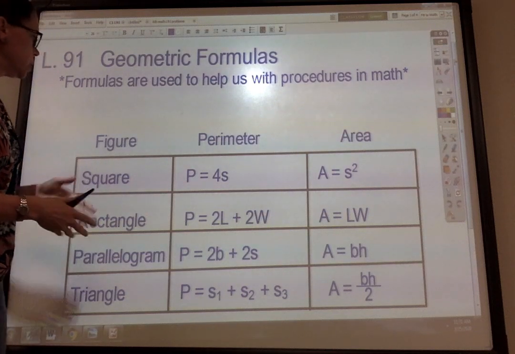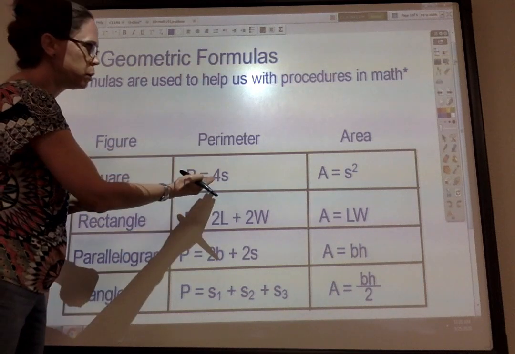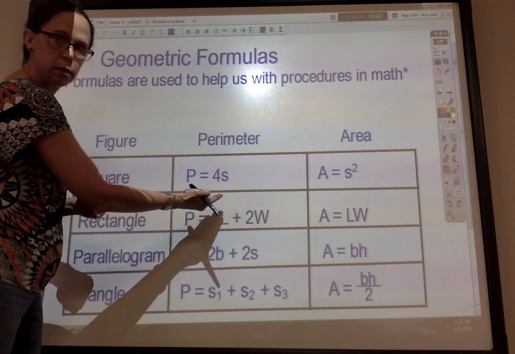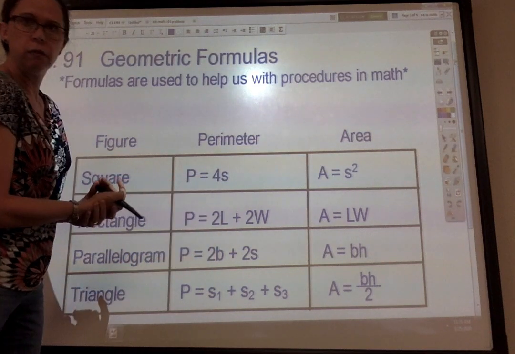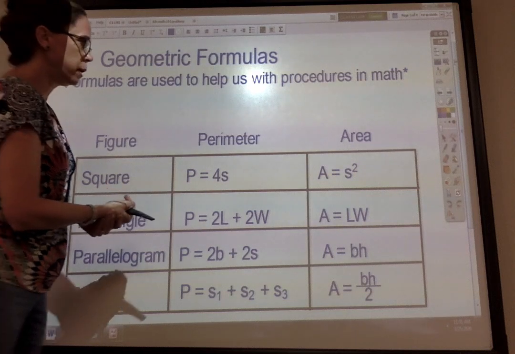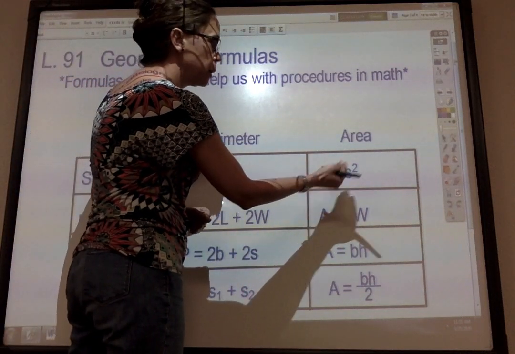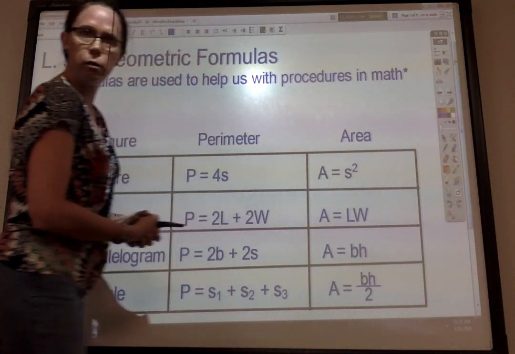Okay? So if you are considering a square, if you want to find the perimeter of a square, you would use this formula. P equals 4S. This means perimeter is equal to 4 times the length of the side. S is for side. To find the area, we would multiply side times side, which is side squared.